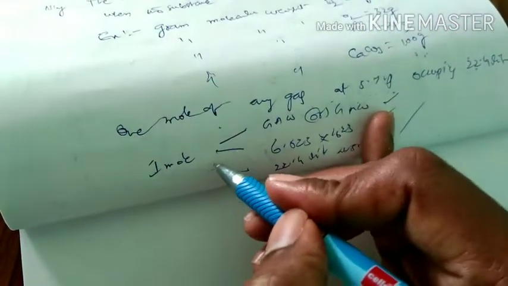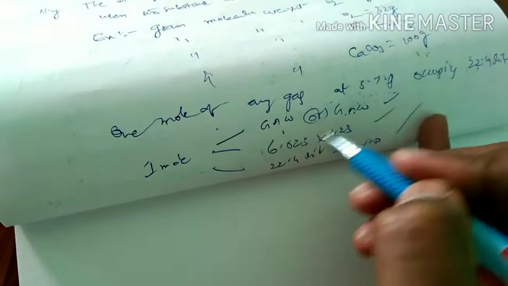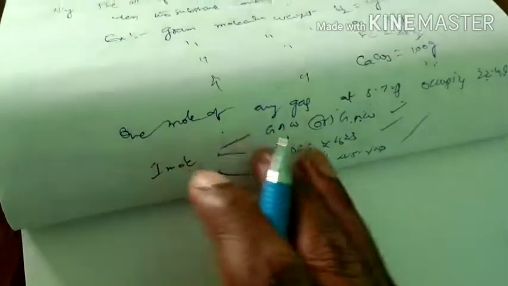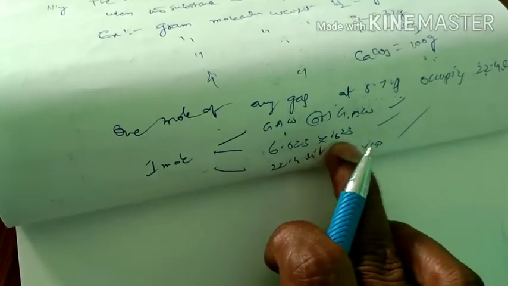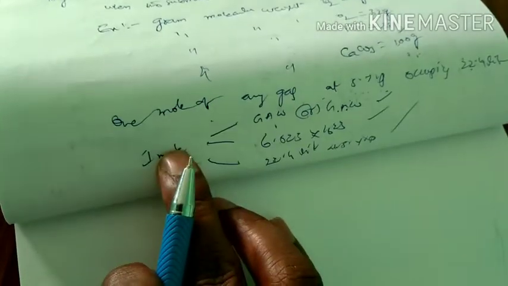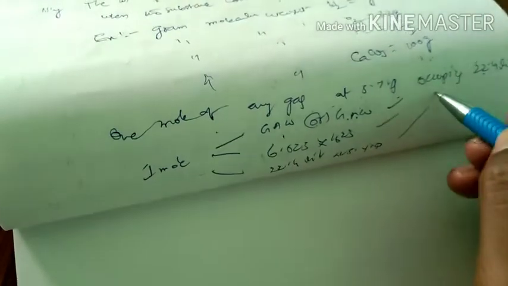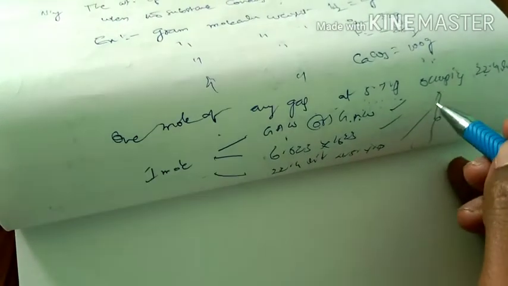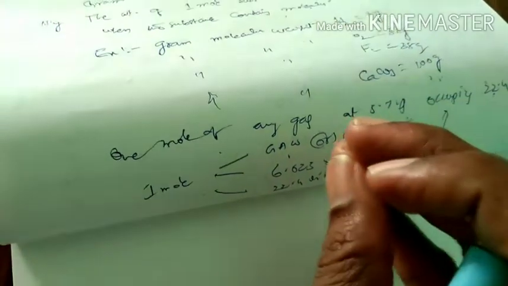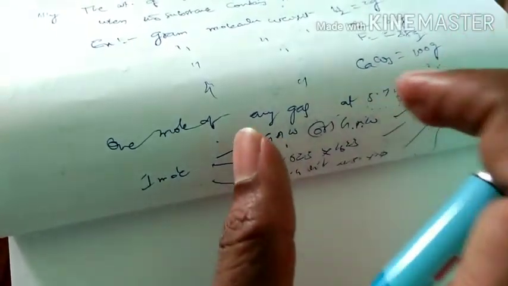So 1 mole is equal to gram atomic weight or gram molecular weight. 1 mole is equal to 6.023 into 10 to the power of 23. 1 mole gas at STP occupies how much? 22.4 liters. These 3 points are very important. This is very important concept. So if you don't understand this one, try to watch 2 or 3 times, then definitely you will get to understand.